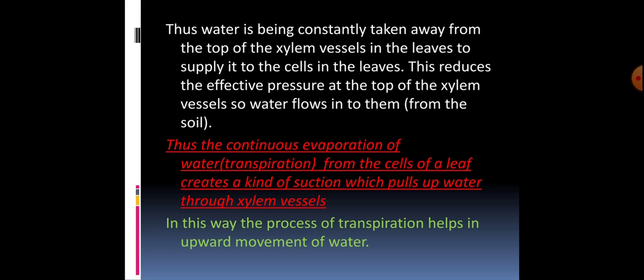I explained, when the water from the top starts converting into water vapor, it will create a suction pull. It will create a suction. In higher classes we will learn this as the transpiration pull theory, because there is a suction created due to transpiration and water is pulled from bottom to top. That is why it is called the transpiration pull theory. In this way the process of transpiration helps in the upward movement of water.